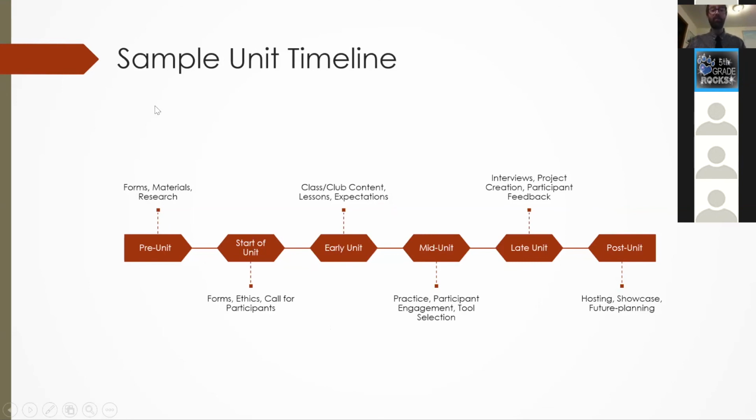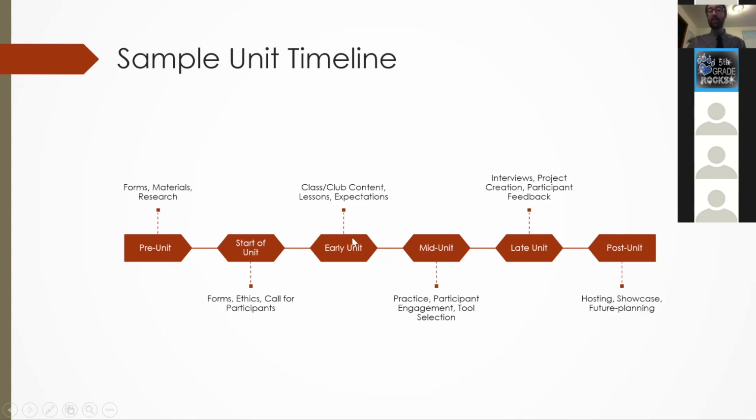Here's a sample of my unit's timeline. So pre-unit, which would have been in the summer, I gathered forms. These are those consent forms we talked about, and gathered other materials like readings we wanted to do, and did some research on it. At the beginning of the fall, I introduced the project, got the forms out, got stuff about my website, and put up my call for participants so the community was aware that we were doing this project. But I didn't really get into the project just yet.